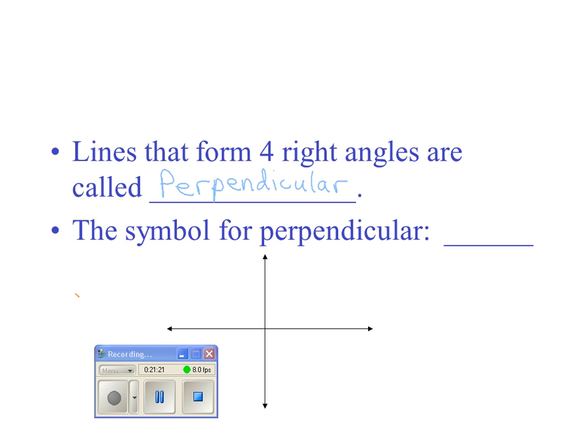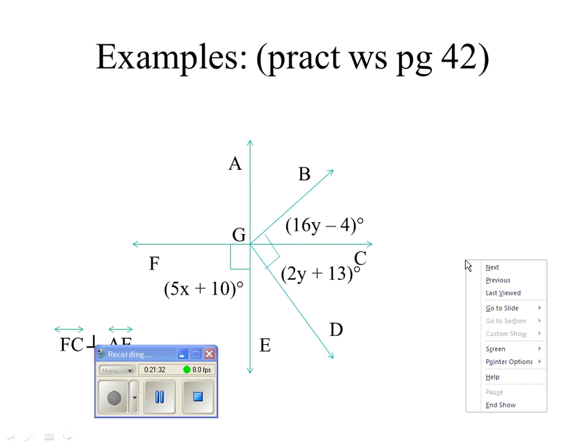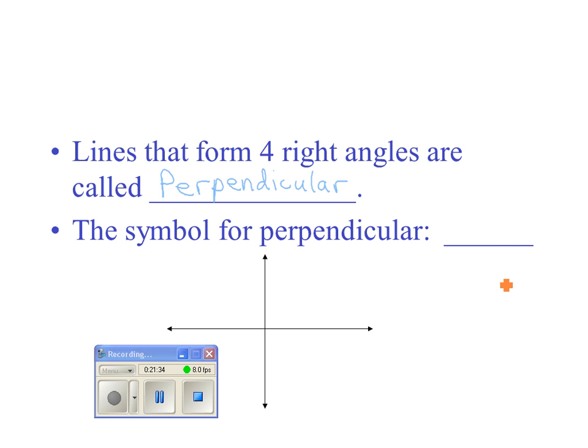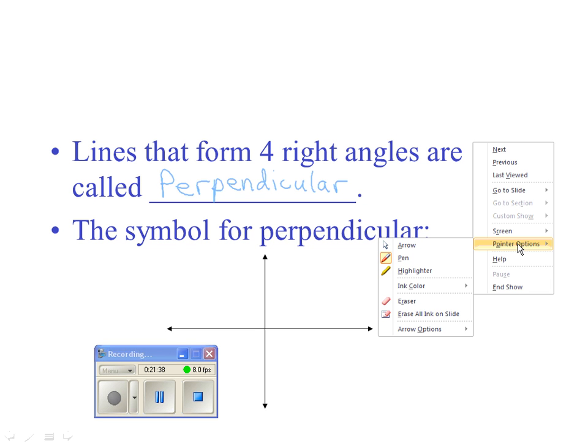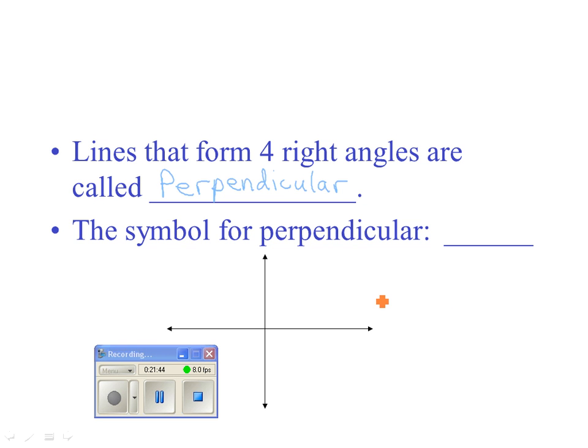The symbol for perpendicular. We talked about this back at the very beginning, the very first slide. What is it? The symbol for perpendicular is that upside down T.